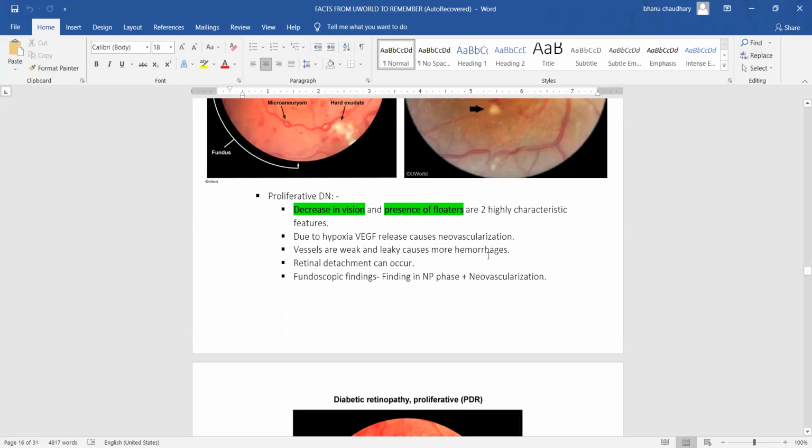More hemorrhage will be seen. Retinal detachment can be seen as well. So in the fundoscopic findings, you will have the findings of non-proliferative retinopathy along with neovascularization. Having neovascularization will help you determine that the patient has proliferative retinopathy and not the non-proliferative type. This is a hallmark feature, the neovascularization.